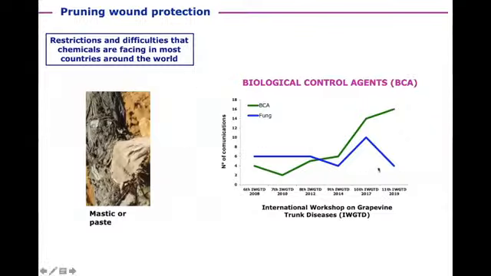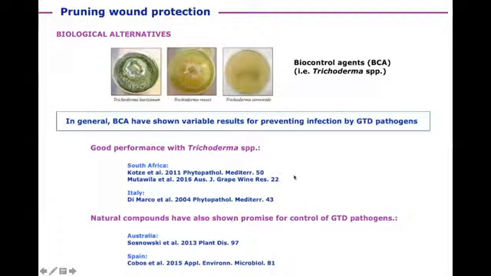An alternative that has been gaining interest over the last years is the use of biological control agents. These restrictions on the use of chemicals have been reflected in the increase in the research done on BCA against GTD pathogens in comparison with chemicals over the last 12 years. Most studies on biological control agents have focused on the application of Trichoderma species under controlled conditions. In general, biological control agents have shown variable results for preventing infection by GTD pathogens. Although biological alternatives may offer long-term protection, the 1-2 weeks required for biological control agents to colonize the wound creates a window of susceptibility to infection.